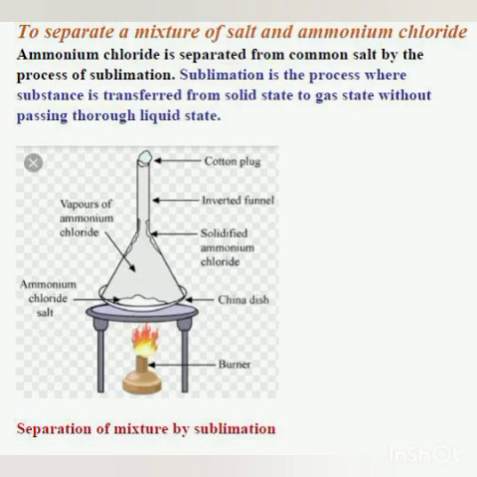Now you can see the experiment setup here in the slide or in the picture. The mixture of common salt and ammonium chloride is taken in a china dish and placed on the tripod stand. The china dish is covered with an inverted glass funnel. A loose cotton plug is put in the upper open end of the funnel to prevent the ammonium chloride vapors from escaping into the atmosphere.